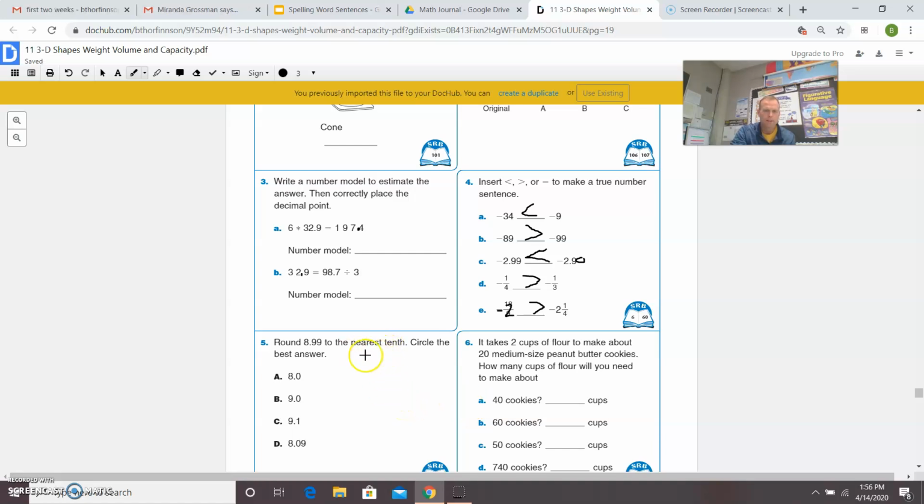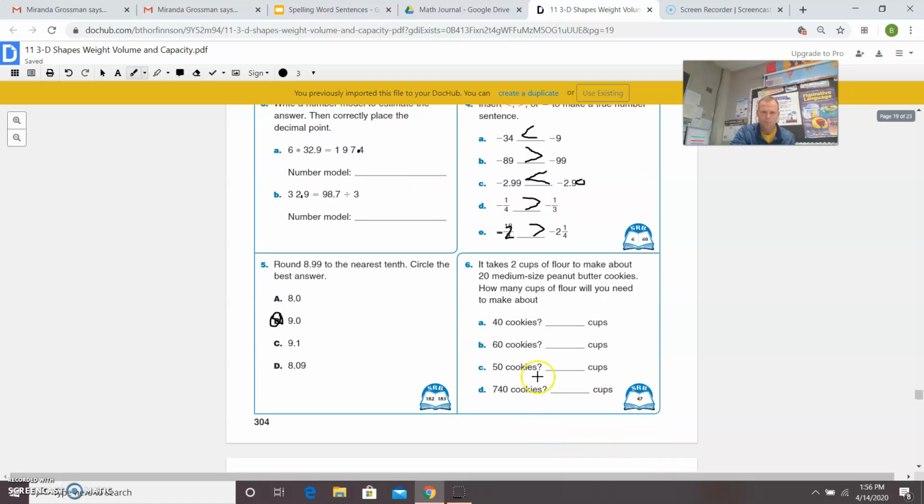Rounded to the nearest tenth. Here's our tenth, okay? And if 9 would bump this to a 10, bump that to 9. And our final one, okay, so 2 cups of flour to make 20 medium-sized cookies. Okay, so what I like to do, if 2, do this in a text box.